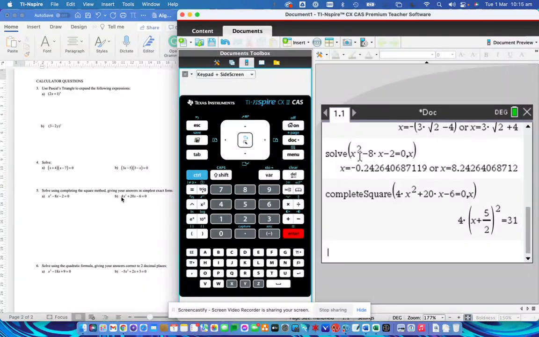Or even just the first step where, can you see how all three here are even numbers? Dividing through by 2 would give you 2x² + 10x - 3 = 0, and then solve that. That would have been a sensible way of doing it as well.